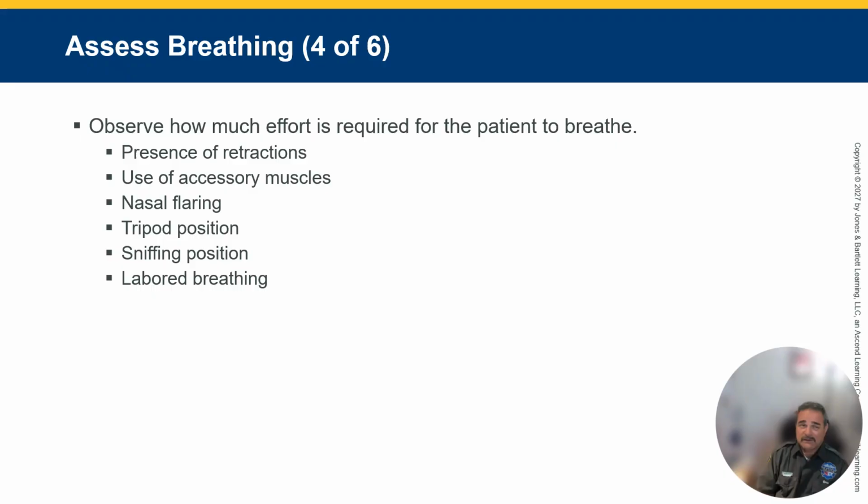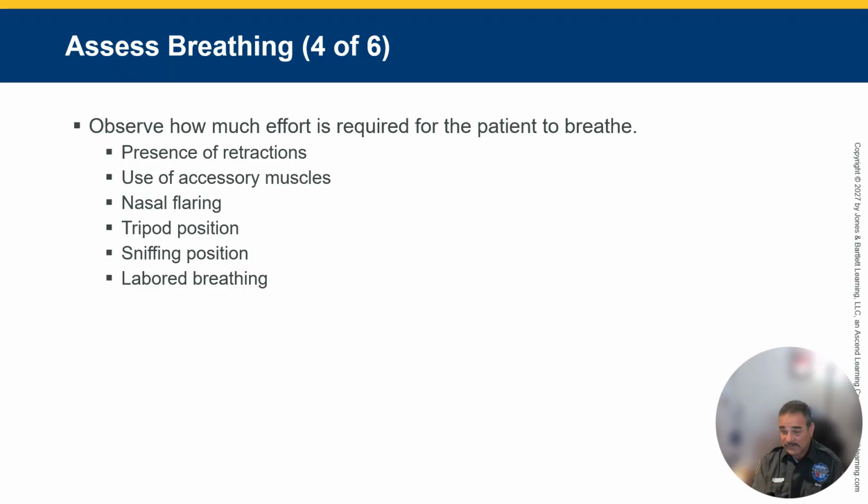Observe how much effort's required. Okay? Rate and quality. Presence of retractions, use of accessory muscles, nasal flaring, which is the nasal passages getting bigger and bigger with every breath. Tripod positioning, in children where they're sitting straight up with their hands down between their legs, leaning forward. Sniffing position is back here. They're trying to keep their airway open. And of course, labored breathing. They're having a tough time. They can't breathe well.